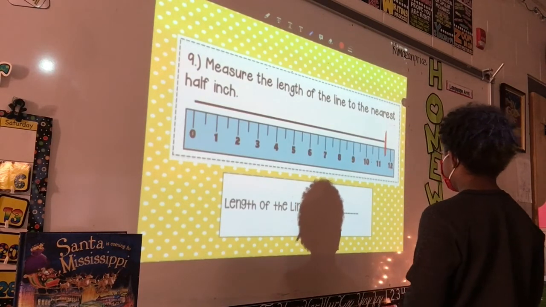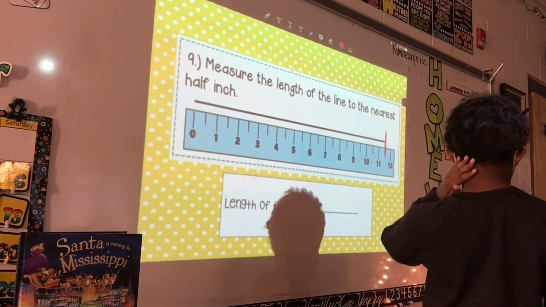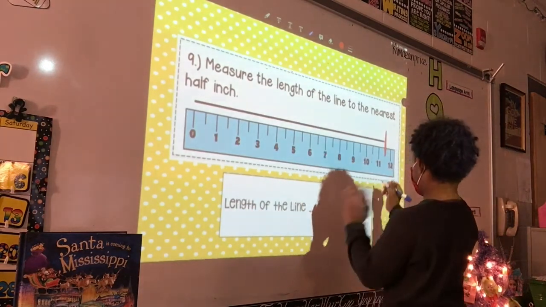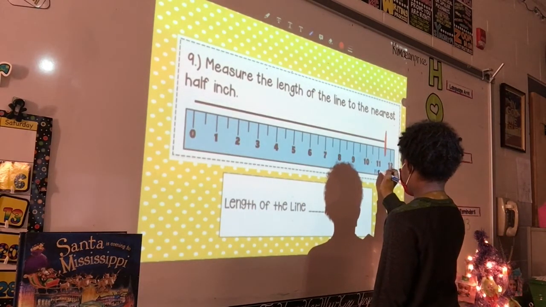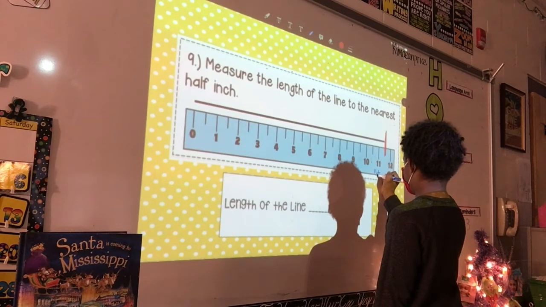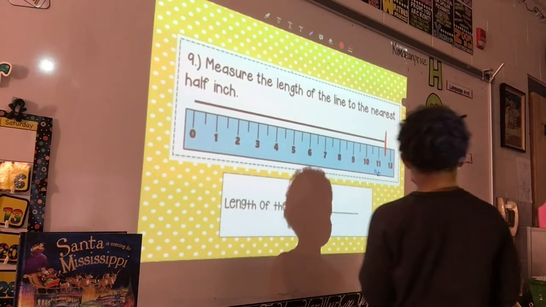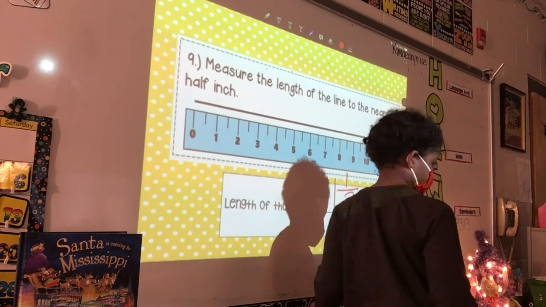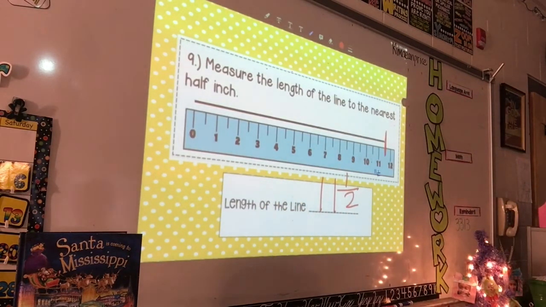So how long is that line? 11 and a half. So how do you write 11 and a half? Perfect. Put your two. Put your half. Good. So you would write it as 11 and 1/2. Good job. Okay? So you're going to put an X over 11 and a half, because this first line was 11 and a half.